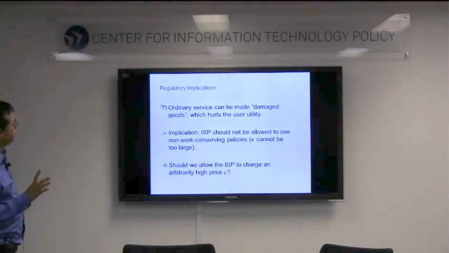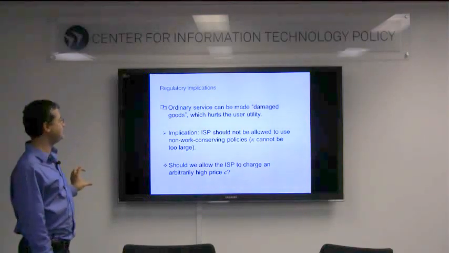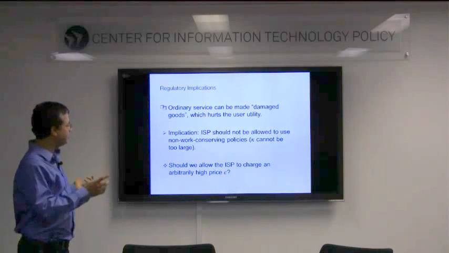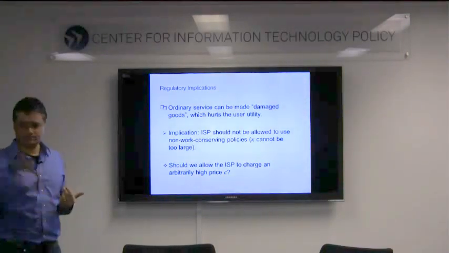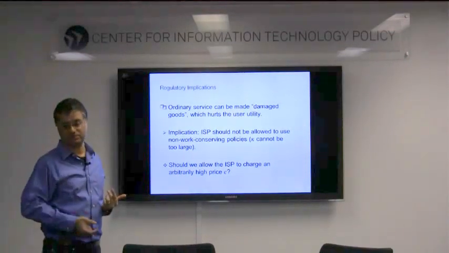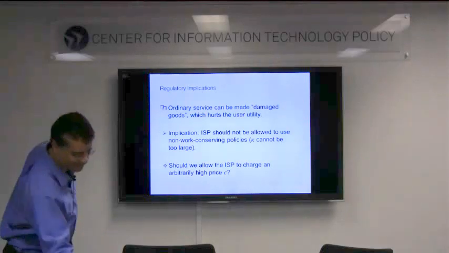5 minutes, okay. So the implication is that ISPs should not be allowed to use non-work-conserving policies. Right? Kappa cannot be too large, the fraction that is allocated to the paid prioritization, and how much should we allow the ISPs to charge? And then ultimately, there's no fast lane and everything is just priced higher.